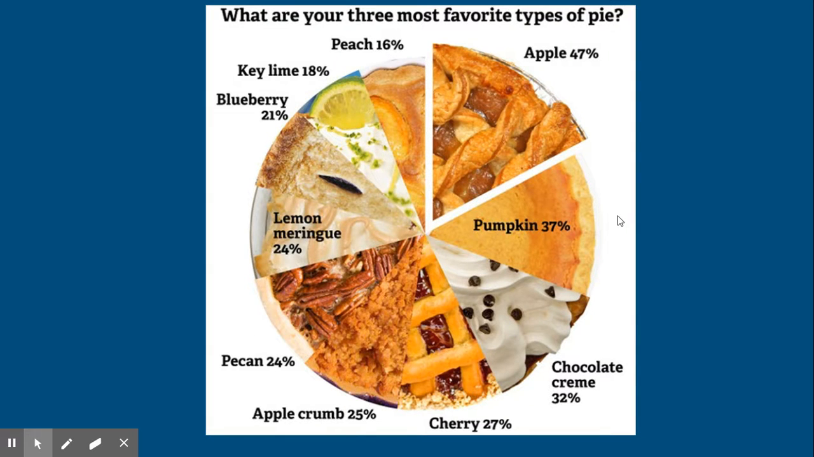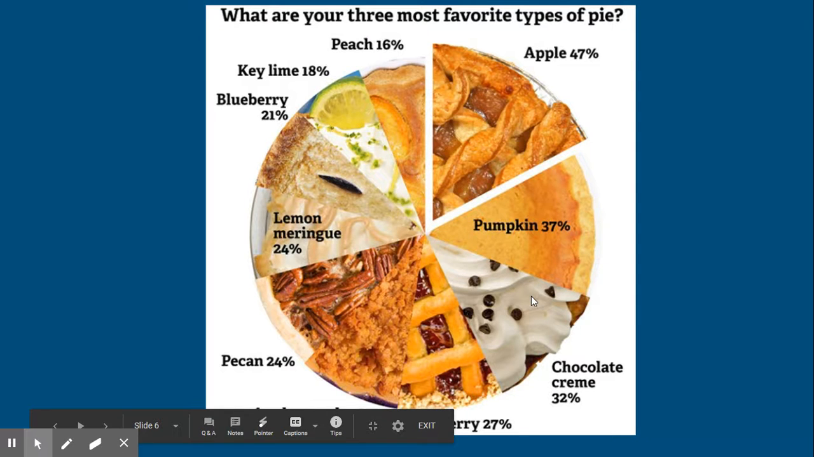This one, as delicious as it looks, is also terrible. Why? Okay. Why is this terrible? So this one's terrible because it's too much. This is more than 100% right here. Apple, pumpkin, and chocolate cream. Pumpkin pie is my favorite. Okay. But apple, pumpkin pie, and chocolate cream. This is already 100%, over 100%.